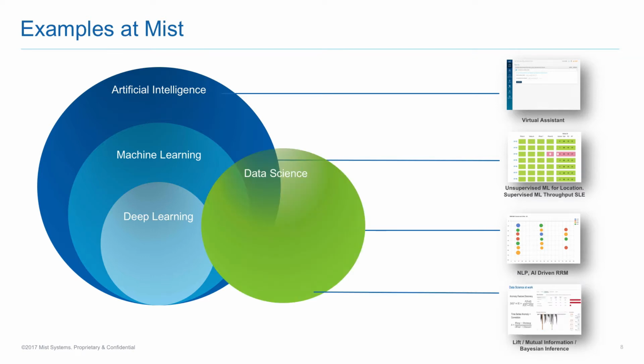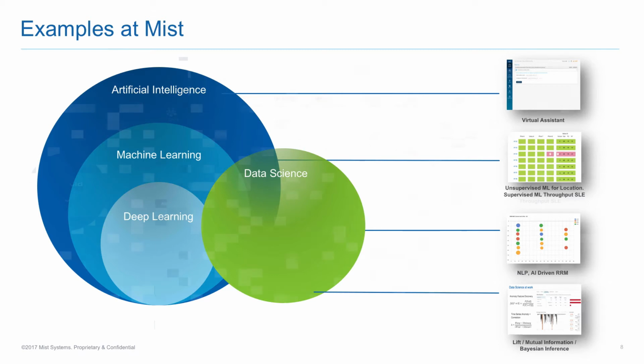But data science, there's a lot of data science in the Mist system. I can't enumerate all the examples where we're using data science. I'm going to show you a few videos here, but we use lift, we use mutual information, Bayesian inference, a lot of this to come up with what is the root cause. What is causing some of these things? What is the highest probability of something being the primary vector that's causing the failures? All that kind of stuff we're going to show in the data science section.